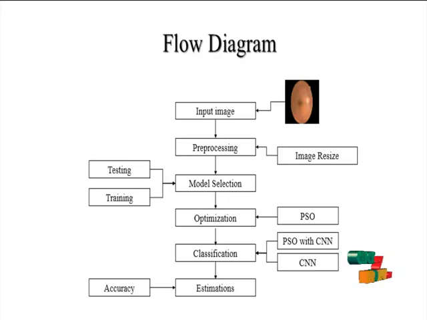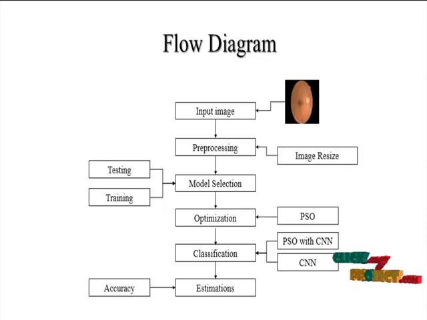The flow diagram of the project is: first we select the diabetic retinal images as input, then apply the pre-processing technique. In pre-processing, we visualize the sample images in our console working directory. After that, we check the height and width of every class in our diabetic retinal images. Then we resize all the images to a similar size and convert them into arrays. And then we implement the model selection method.